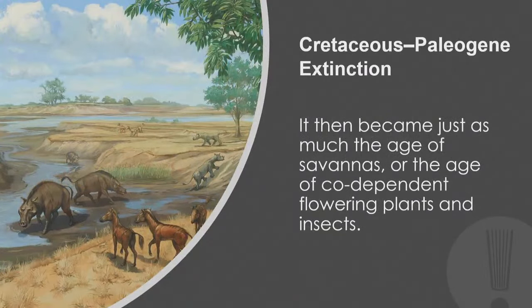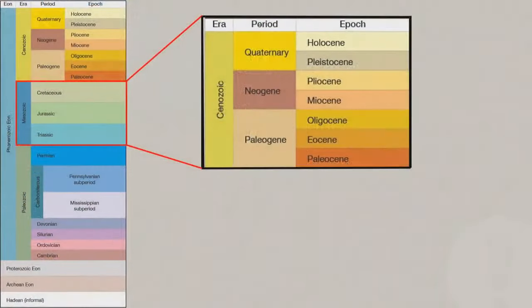So it then became just as much the age of savannas, or the age of codependent flowering plants and insects, as it was the age of mammals. Typically, if you're a zoologist, you're going to call the Cenozoic era an age of mammals. But if you're a paleobotanist, you might call it the age of savannas, or the age of codependent flowering plants and insects. So the Cenozoic era is divided into three periods: the Paleogene, the Neogene, and the Quaternary. In some older literature, you might see the Paleogene and Neogene referred to as the Tertiary. That has been renamed and divided up.